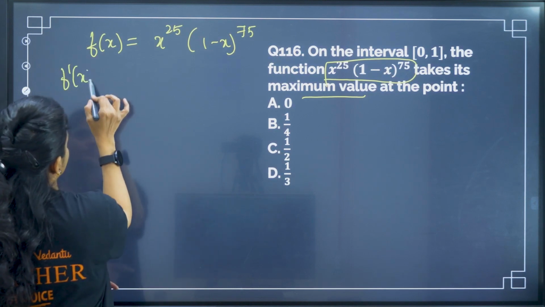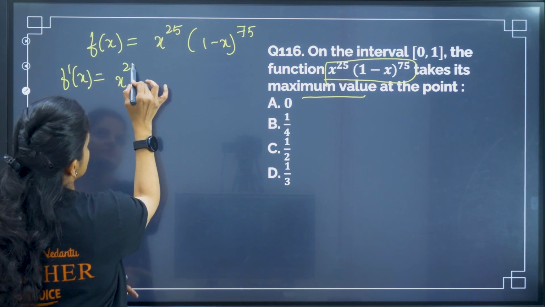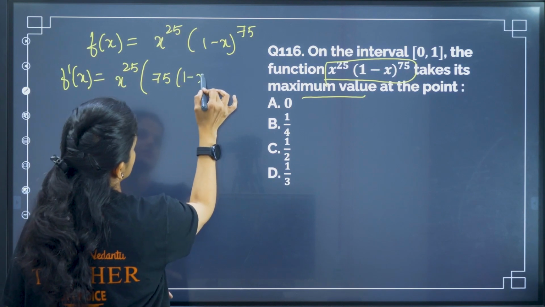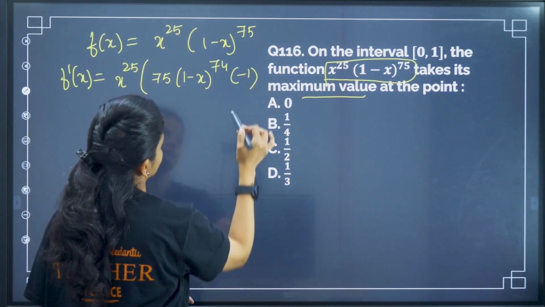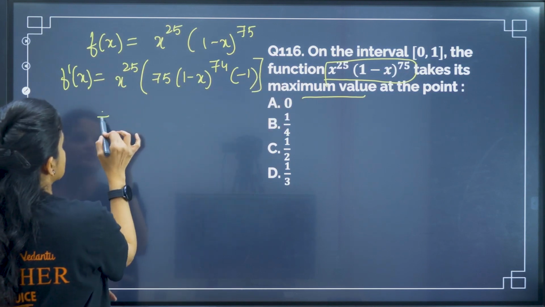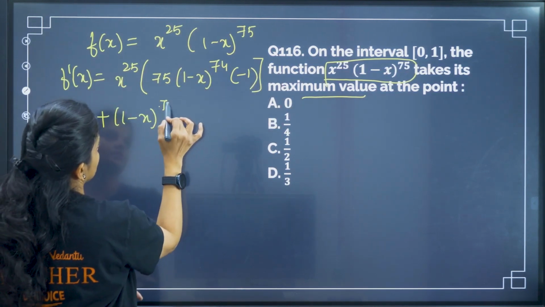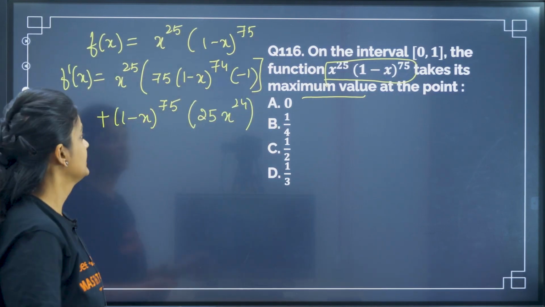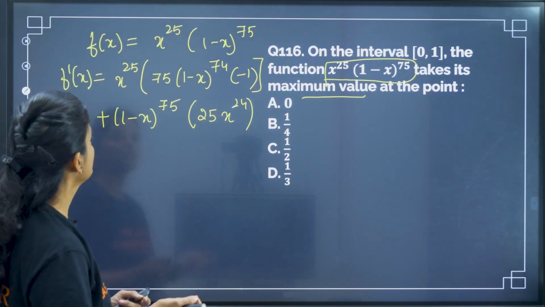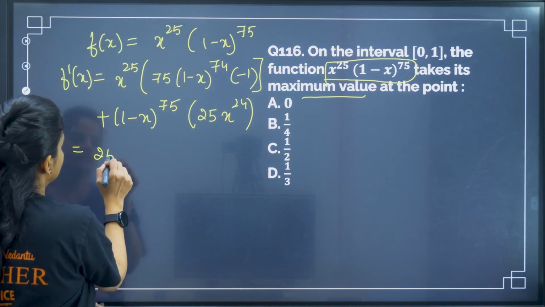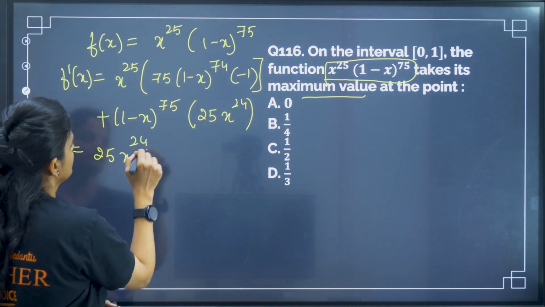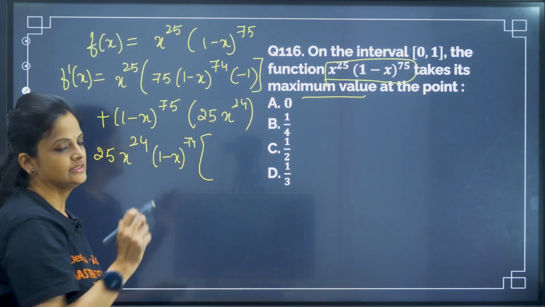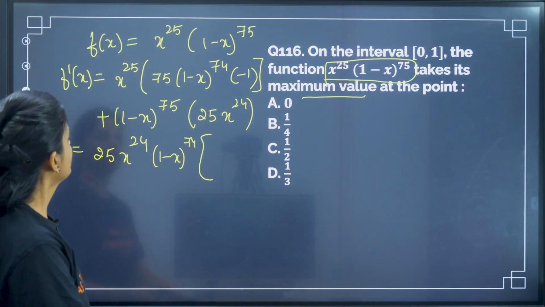Okay, f dash of x. Take the first function as it is, differentiation of the second one: 75 into (1 minus x) to the power of 74 and minus 1. Plus the second function as it is, differentiation of the first one. Done. Now what is the common? 25 I can bring out, x to the power of 24, and (1 minus x) to the power of 74. This is common.